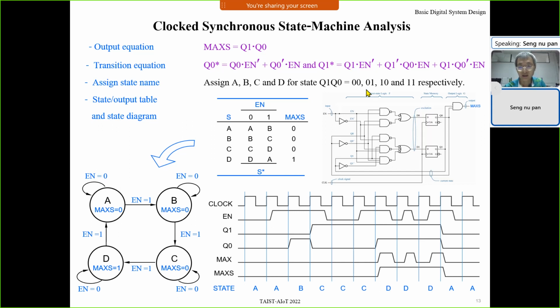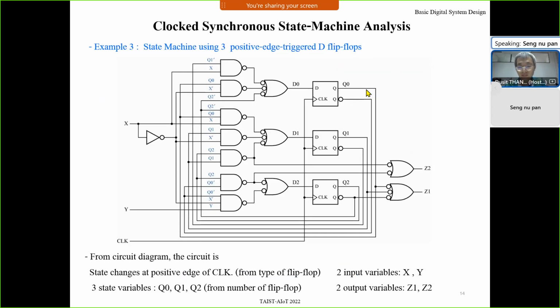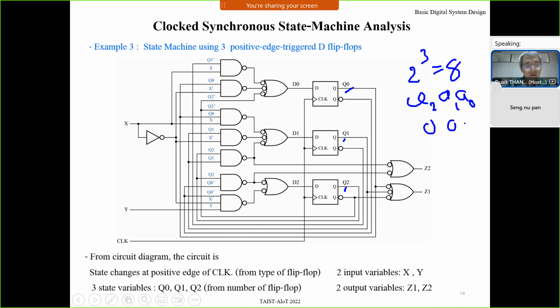Okay, so for the next example, for this example, there are 1, 2, 3 flip-flops. So there are 3 state variables. In this case, it's Q2, Q1, and Q0. So there are 8 states, right? Namely, when Q2, Q1, Q0 values are 0, 0, 0, 0, 0, 1, until 1, 1, 1. Okay, there are 8 states.